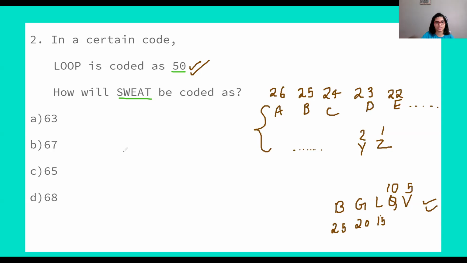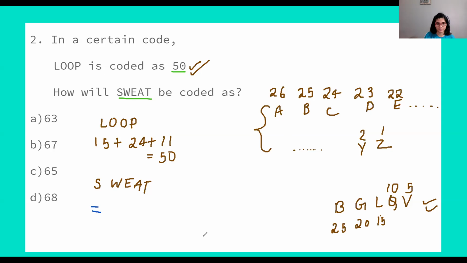So according to this relation, now we will check out for LOOP. L will be 15. O is 12. So 12 plus 12 will do directly 24. Then P is 11. So that is 50. So this relation is right. Now for SWEAT, we will follow the same, since our relation matches for LOOP, so also for SWEAT it will match.